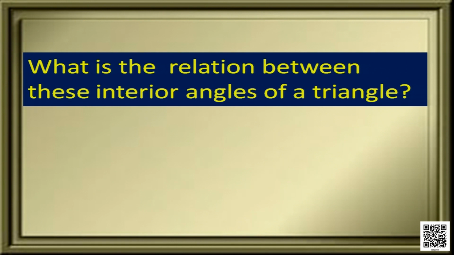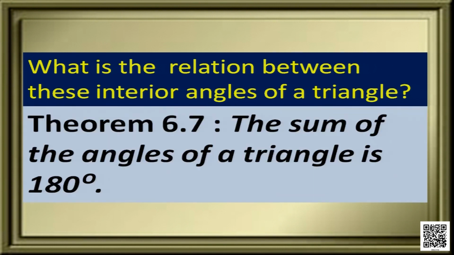Now you see, in earlier classes you have verified that if we measure all three angles of a triangle, their sum will be 180 degrees. So this theorem states that the sum of the angles of a triangle is 180 degrees. Now in this part we will learn how to prove it logically. So draw a triangle first.